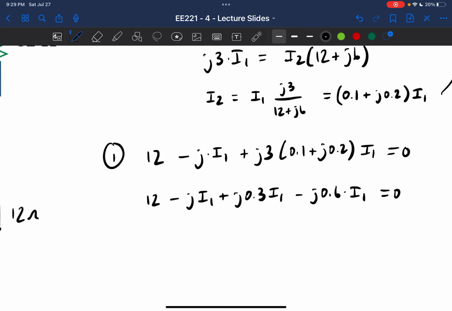All right, so here we get 12 minus j I1 plus j 0.3 minus j 0.6. So I think this is going to be negative j times 1.6 plus 0.3 gives me a minus j 1.3. So this should be j times 1.3 times I1. I just did a lot of mental math, so I wouldn't be surprised if I screwed something up. But let's give it a shot. 12 divided by 1.3 times I.